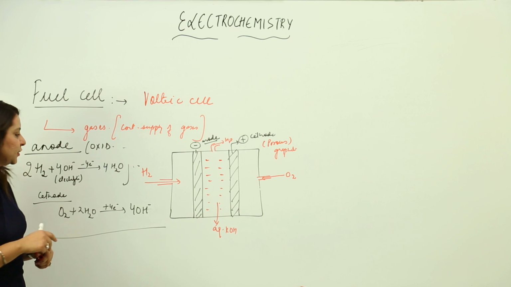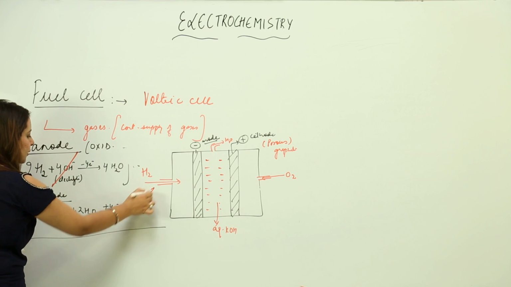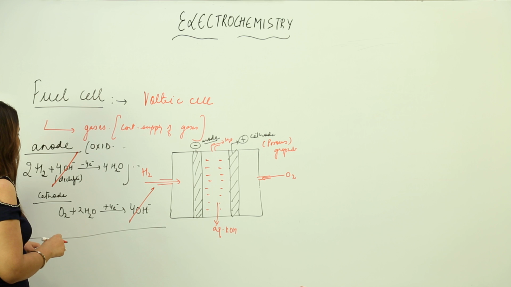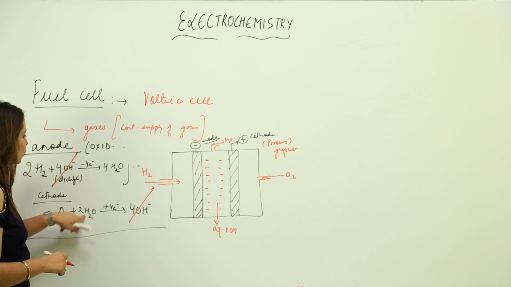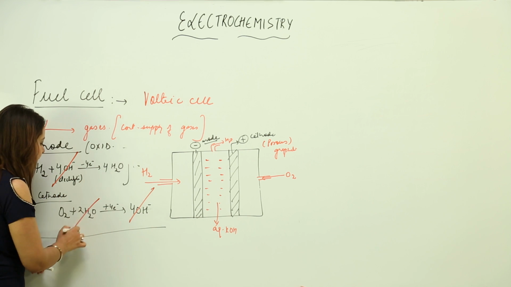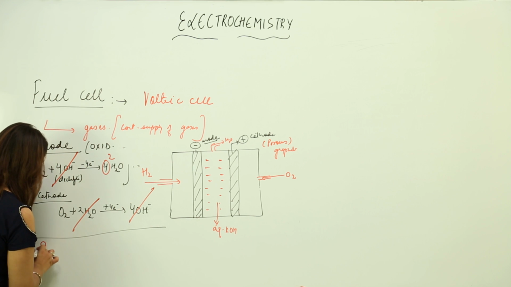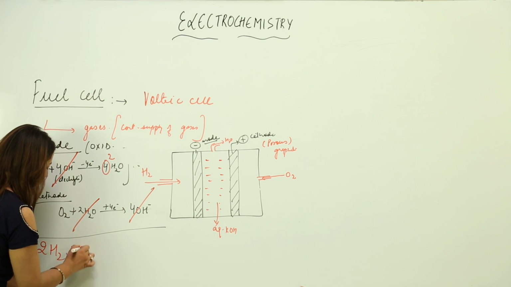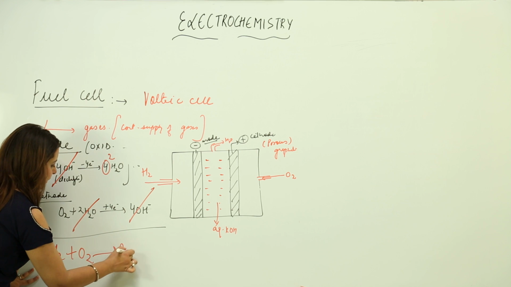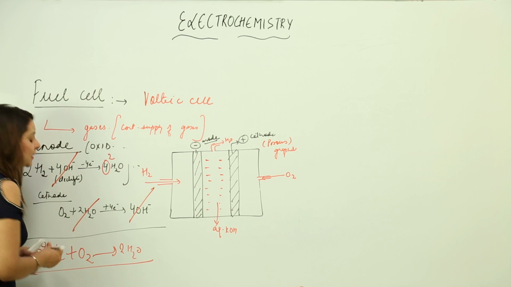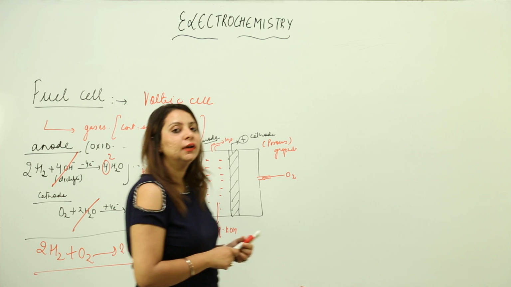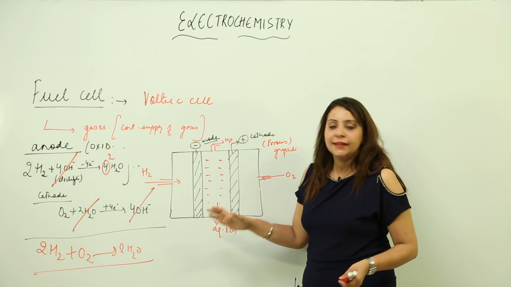We are going to cancel the same terms. As this is 4OH and this is 4OH, they cancel out, and similarly we have 2H2O and 4H2O, so that means 2H2O is cancelled and this is left only as 2. So what is the overall reaction? It is 2H2 plus O2 gives us 2H2O. So this kind of reaction is going to take place in the fuel cell. I think you got it.